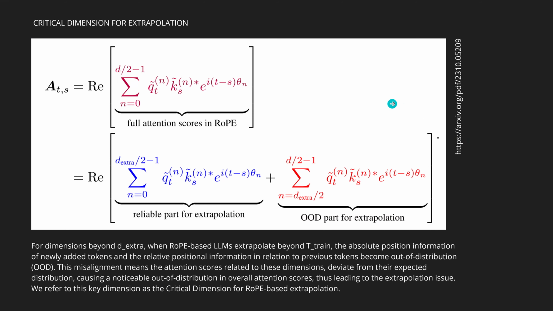Now this is interesting because if we look at the critical dimension for extrapolation, we see in our system that we have in blue a reliable part for doing our extrapolation of a periodic cycle, and then we have a part that is OOD. And this is exactly here. It starts with d_extra and goes up. So careful. This works. Here we get problems.